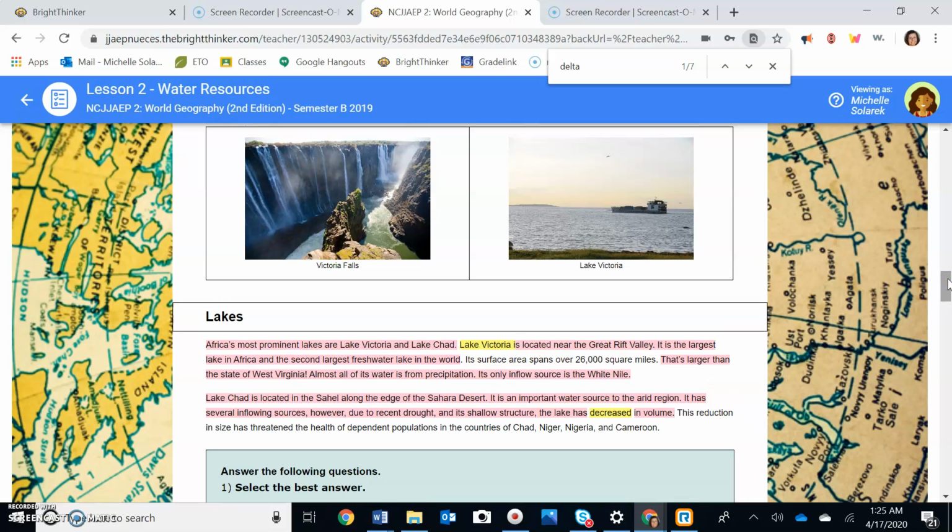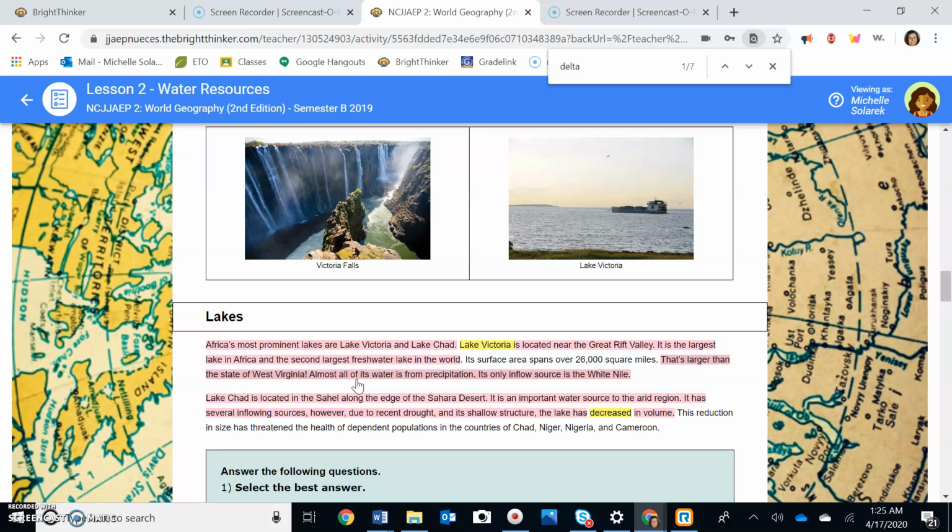Now let's take a look at some lakes. Africa's most prominent lakes are Lake Victoria and Lake Chad. Lake Victoria is located near the Great Rift Valley. It is the largest lake in Africa and the 2nd largest freshwater lake in the world. That's larger than the state of West Virginia. So this lake is as big as West Virginia.